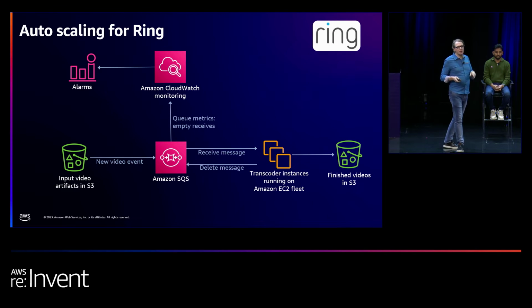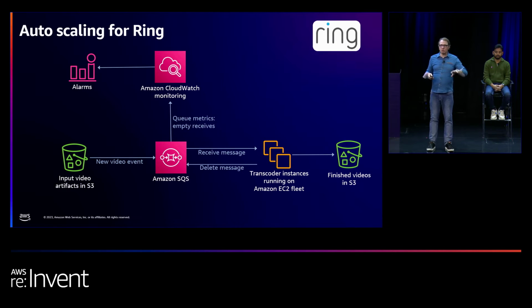Empty receives is interesting because if there's too many empty receives, meaning the poller is asking for work and there's nothing there, it means we're probably overscaled. We can scale down. But if they're asking for work and there's never an empty receive, there's always work there, it means we're probably backing up the queue and we need to scale up.